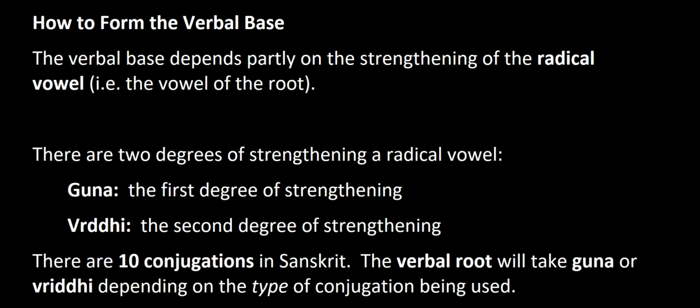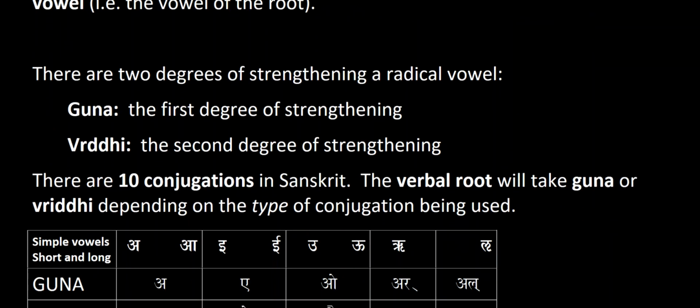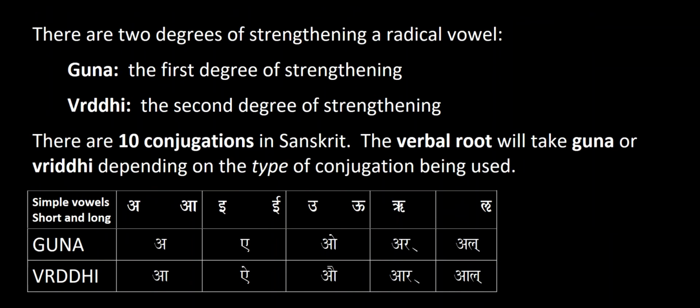There are 10 different conjugations in Sanskrit. The verbal root will either take guna or Vrddhi depending on the type of conjugation being used. So you wouldn't know whether to take guna or Vrddhi until you know which type of conjugation, whether it's the first, second, or the 10th conjugation. That conjugation will tell you whether to put that verbal root into guna or Vrddhi before conjugating into I go, you go, he or she goes, I am, you are, okay?